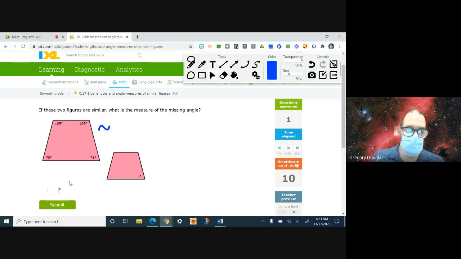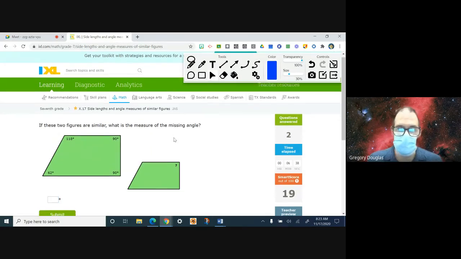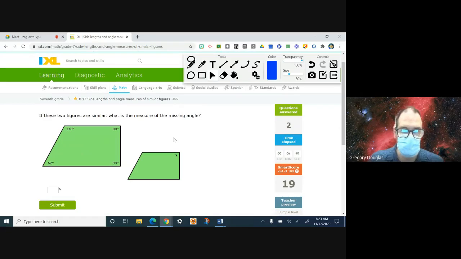Let me switch back. I'll hit 75. I'm going to keep doing on this level until they give me some missing side lengths, okay? Man, last night it gave me all side lengths. Now they're giving me all angles. So now I can see, I can even see.